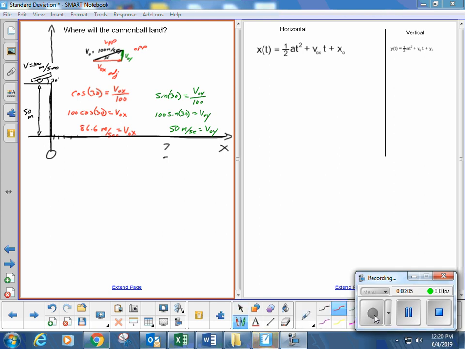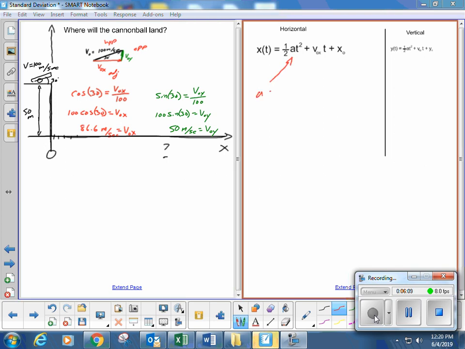When I look at the three pieces of this equation, this is the acceleration that's acting on the object. I'm talking about after it's launched now, as soon as it leaves the cannon. That's the acceleration that's acting on it. This is the original velocity. The v is the original velocity. The x is the original position. So we'll go through each of those things.